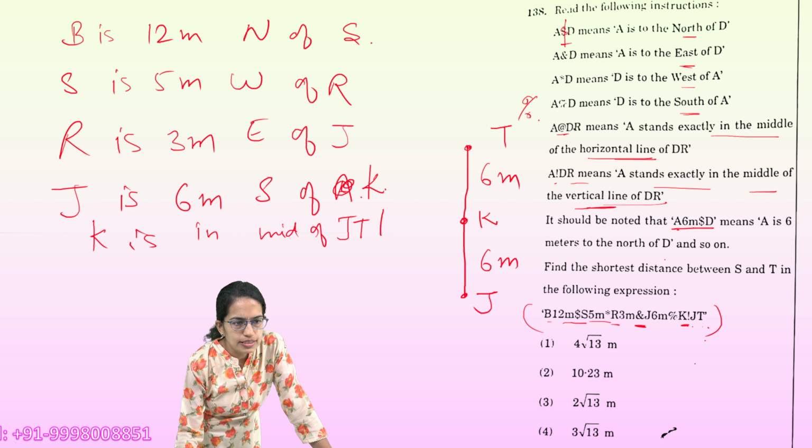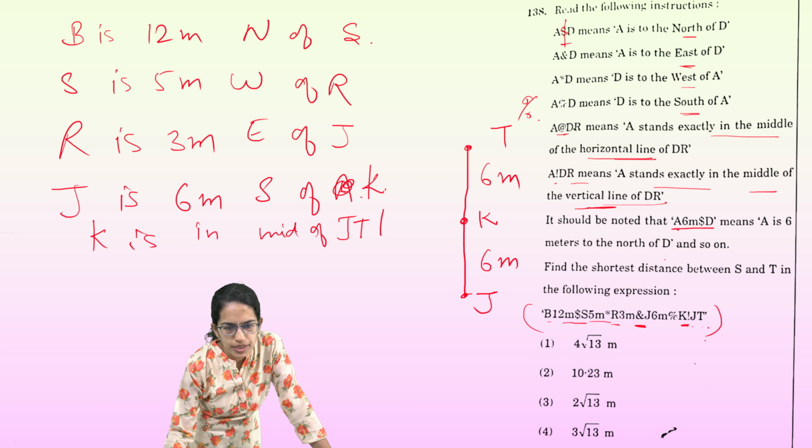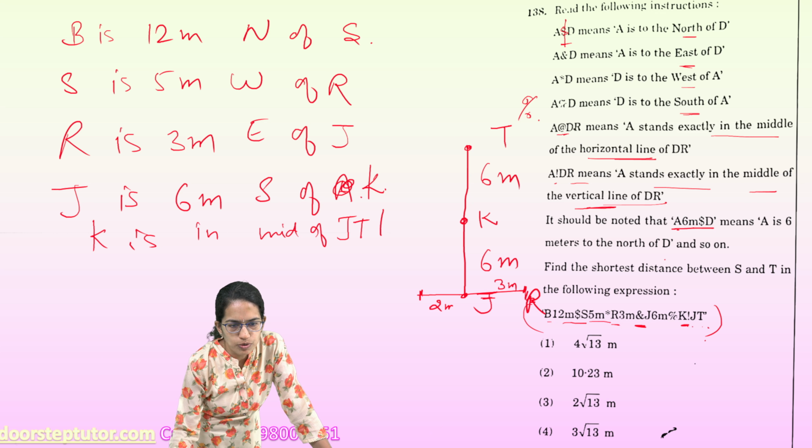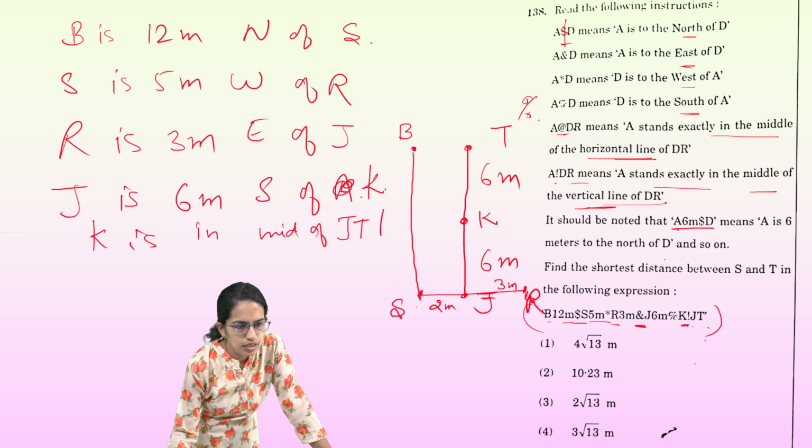Now R is 3 meters east of J. So from here I take 3 meters, and this is R. From J it is 3 meters to the east. S is 5 meters west of R, so from R it is 5 meters. So I have 2 meters more here. From R 5 meters, so 2 plus 3 is 5, and this is S. Now B is 12 meters north of it. So B is here, and it is parallel to T, right?